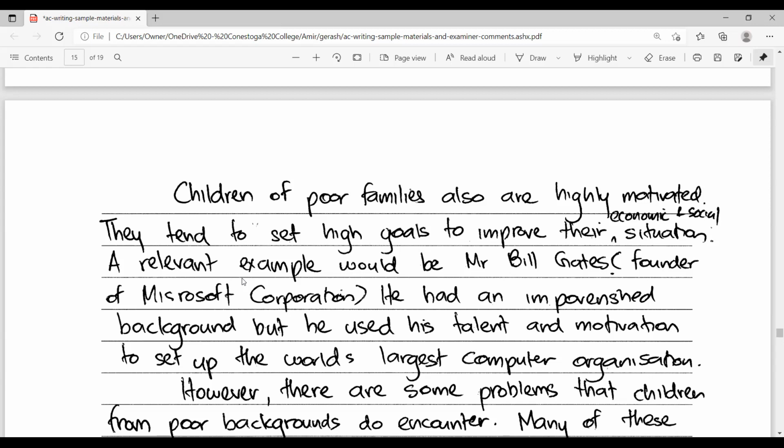Now it's going to give you a relevant example for those types of children in poor families who set high goals to improve their social situation. It would be Mr. Bill Gates, an example, and in parentheses, founder of Microsoft Corporation. He had an impoverished background, but he used his talent and motivation to set up the world's largest computer organization.